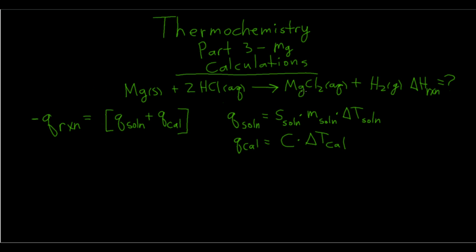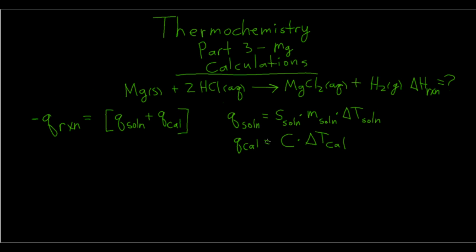The solution after the reaction is complete contains aqueous magnesium chloride. So its specific heat capacity isn't quite going to be 4.184. I'll give you its specific heat capacity in a moment. The Q of the solution is just the specific heat of the solution, which I just talked about, times the mass of the solution, which you weighed in your experiment. It's in the procedure. Times delta T of the solution.